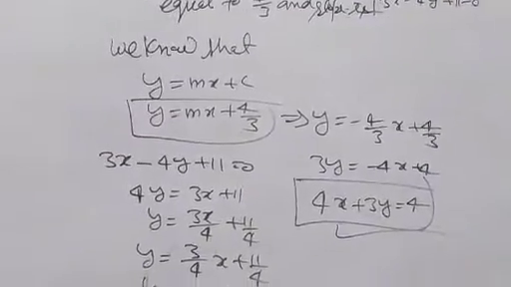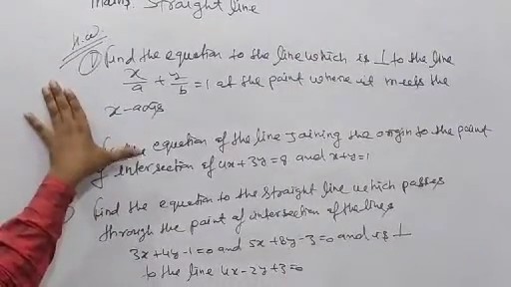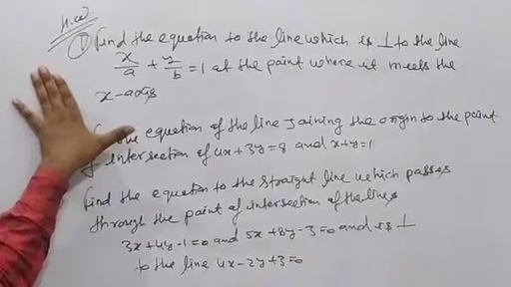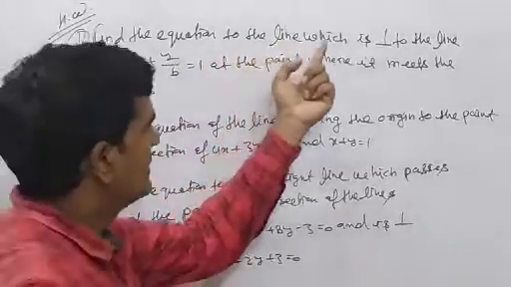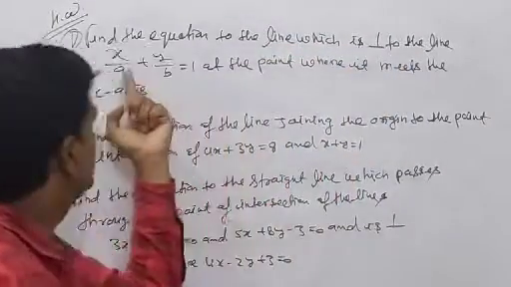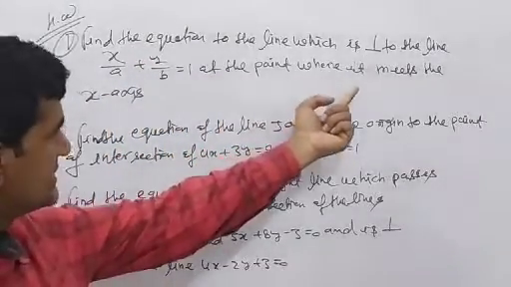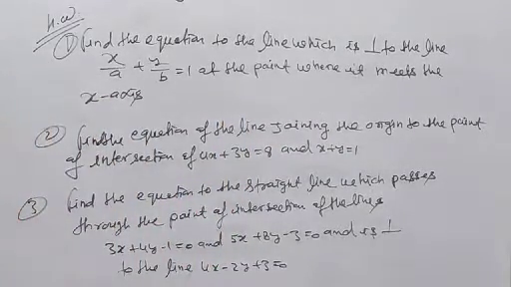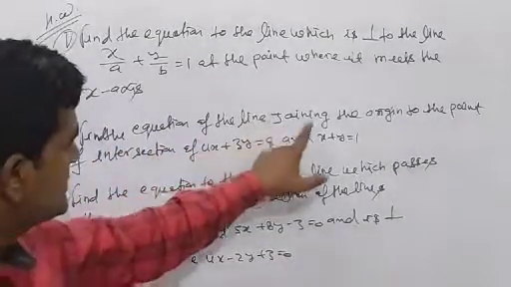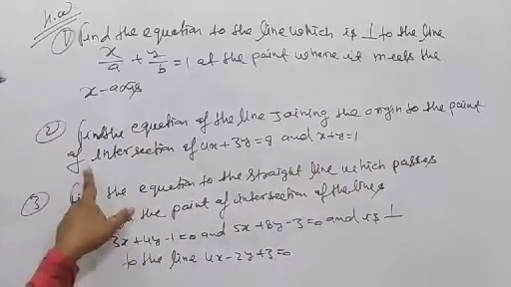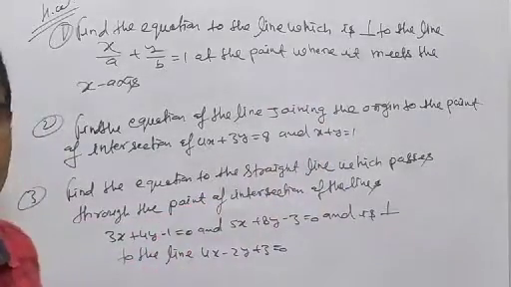Understood? Now this is the homework question. Homework question is very important. At the end of every video, I have given homework questions, and also I am giving now. Find the equation to the line which is perpendicular to the line x by a plus y by b is equal to 1 at the point where it meets the x-axis. This is the first question. Second is find the equation of the line joining the origin to the point of intersection of 4x plus 3y is equal to 8 and x plus y is equal to 1.